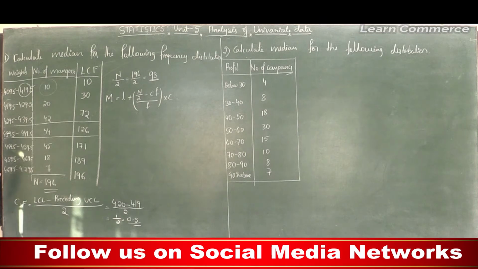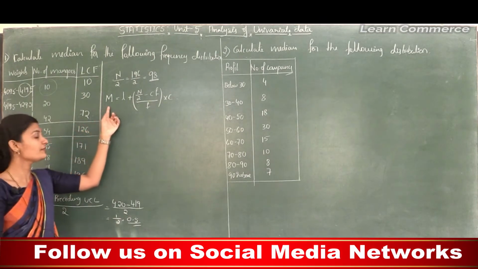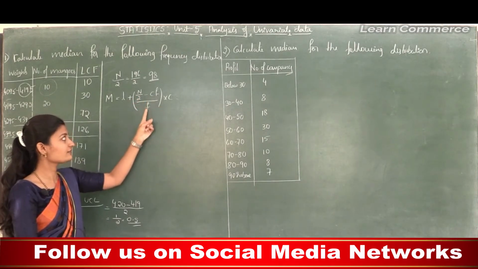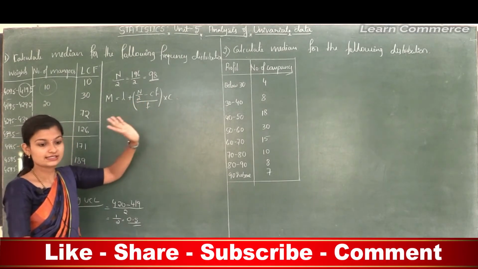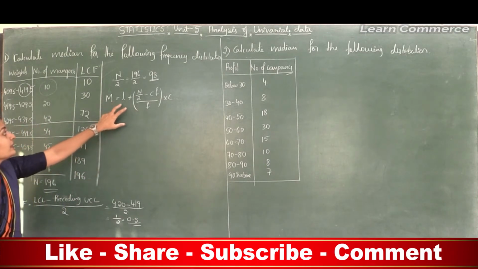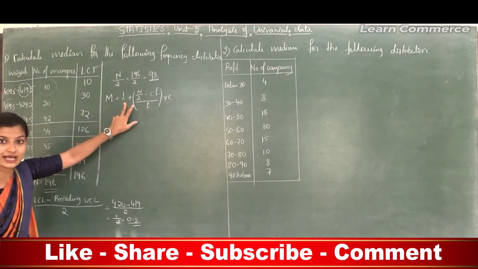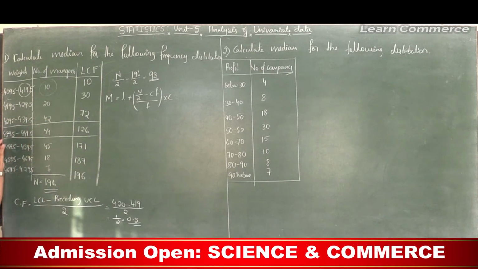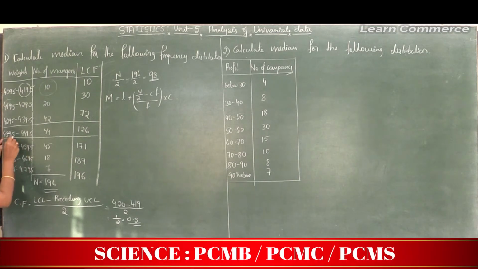Okay, now let us move to the formula. The median formula is L plus (N divided by 2 minus CF) divided by F, into C. See here, what is L? L is the lower class limit of the selected median class. In this selected median class, 449.5 is the upper class limit and 439.5 is the lower class limit. Therefore, we select this as L.